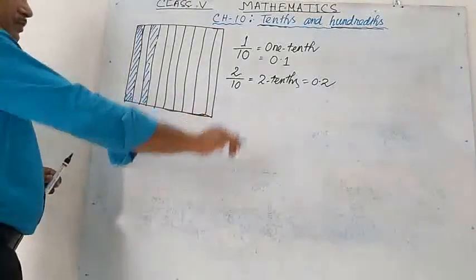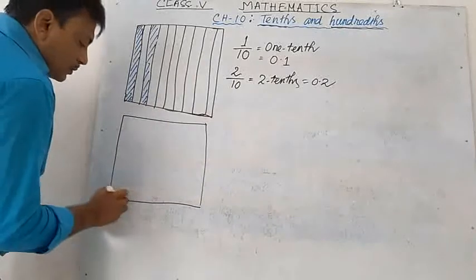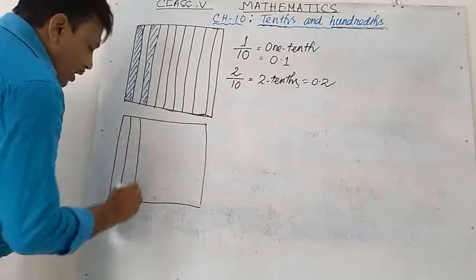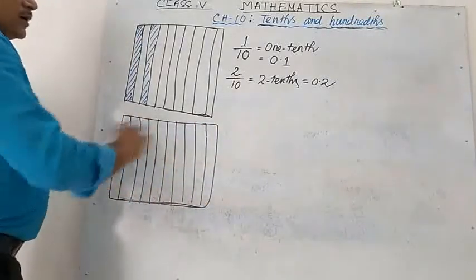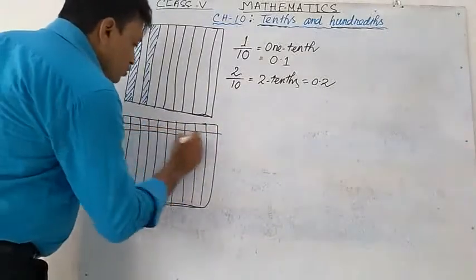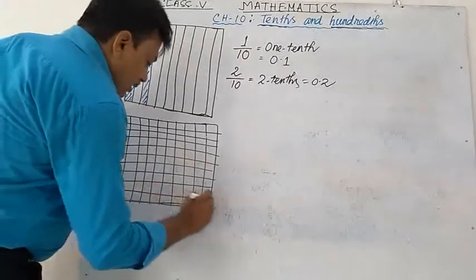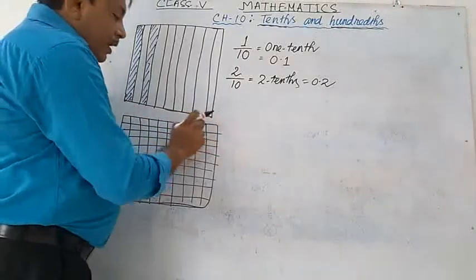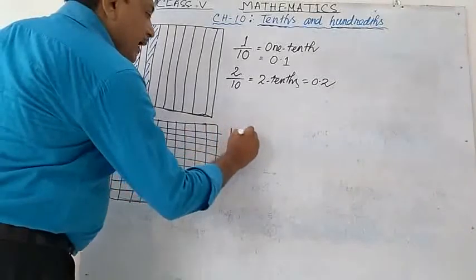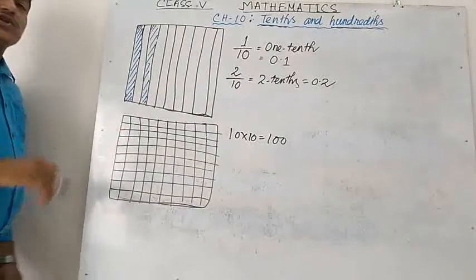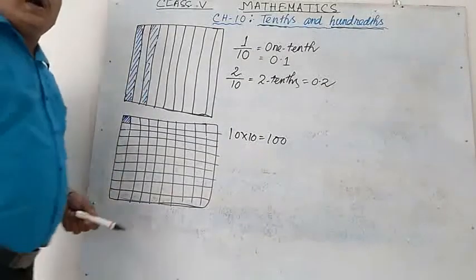And suppose I have another square, and there will be 10 columns, 1, 2, 3, 4, 5, 6, 7, 8, 9, 10, and 10 rows, 1, 2, 3, 4, 5, 6, 7, 8, 9, 10. So there are 10 columns and 10 rows, and the total square is divided into 10 into 10, that is 100 small squares.